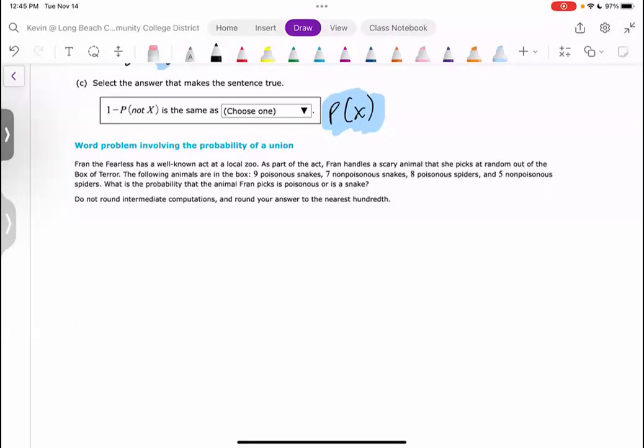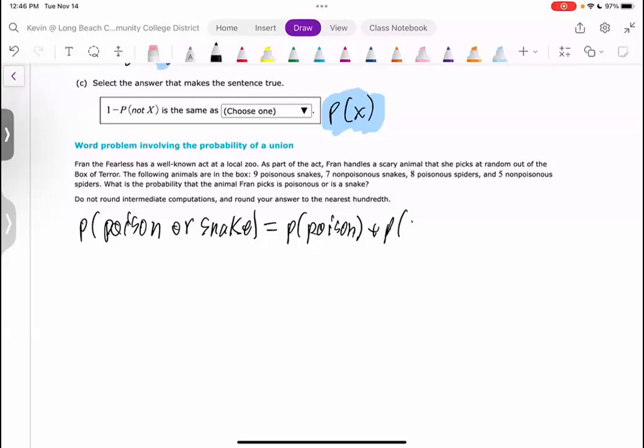All right, so let's write out probability poison or snake. And we're going to have to use our general addition rule. That's going to be the probability that it's poisonous plus probability that it's a snake minus the probability that it's poison and a snake.